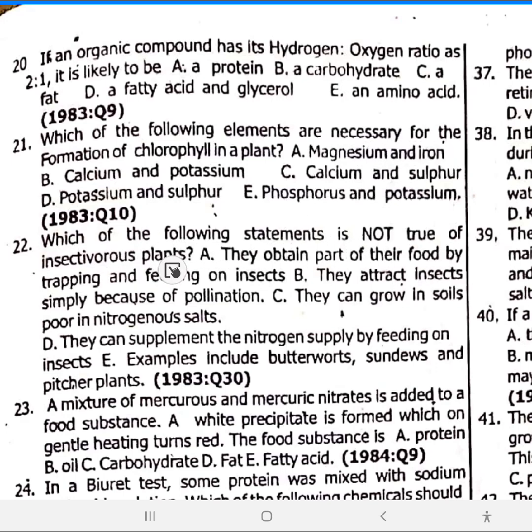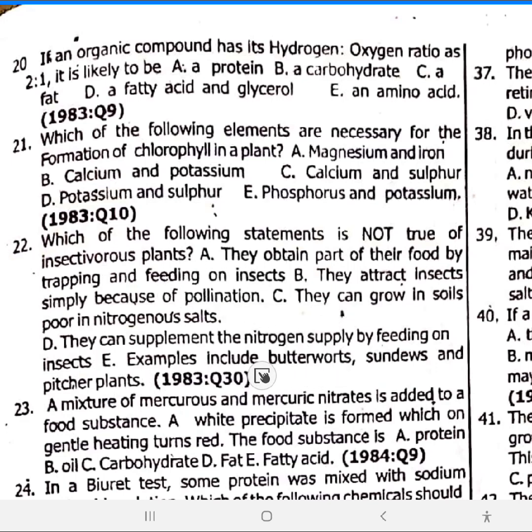22. Which of the following statements is not true of insectivorous plants? Insectivorous plants are also called carnivorous plants. Examples of them: 1. Venus flytrap. 2. Sundew. 3. Pitcher plant. Then the last common one is bladderwort. Bladderwort is spelled B-L-A-D-D-E-R-W-O-R-T.